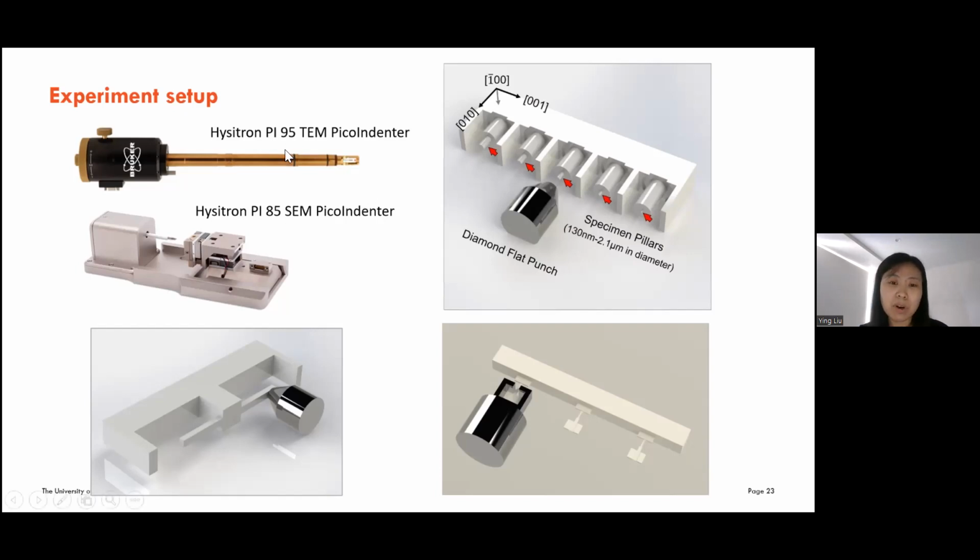This is a TEM holder, an in-situ straining holder for TEM. This one is an in-situ straining holder in SEM. And we prepare a sample. These are nanopillars here, from very small to big. We prepare these pillars for compression tests, this dog bone structure for tensile tests, and this cantilever for the bending tests.